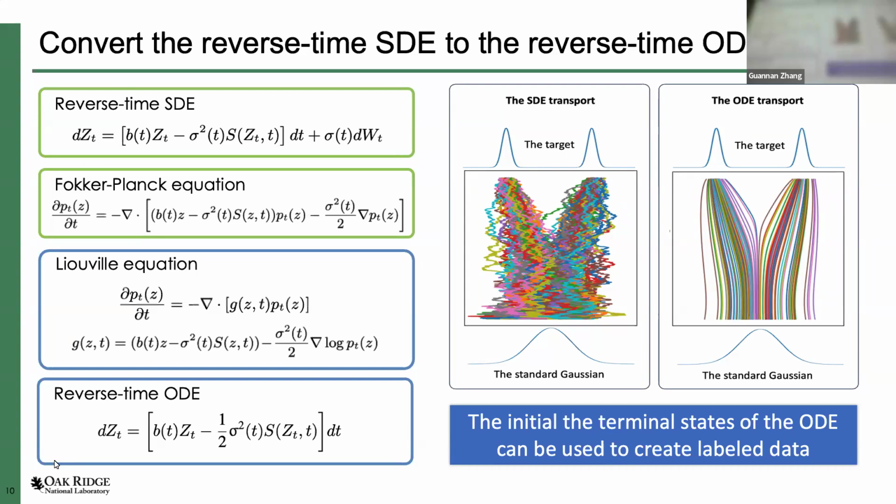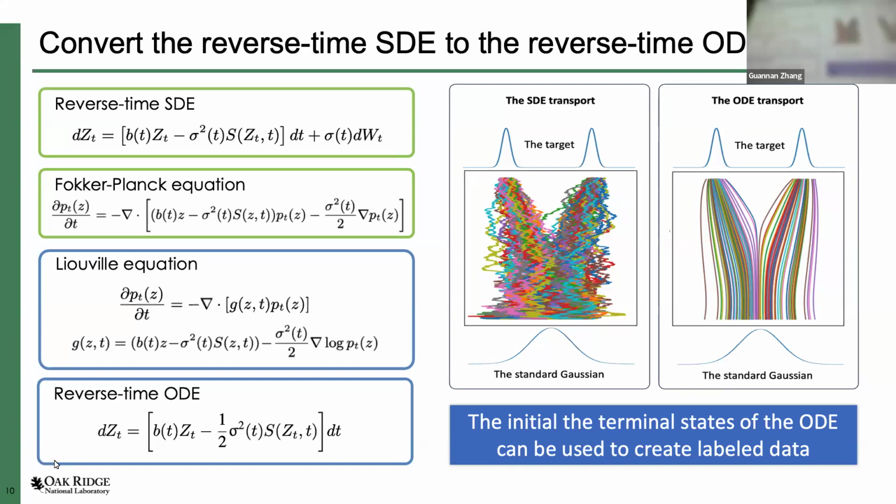That's why we want to create labeled data. Basically, the initial condition and terminal condition of this path create a labeled sample, so you know which latent variable corresponds to which sample. Then we train a fully connected neural network, with two layers or one layer, to directly map from here to here. That saves you the time of solving reverse time ODEs when you need to generate new samples, and you can store that model somewhere. It's very small, and that's the point. Otherwise, you need to keep all the data.